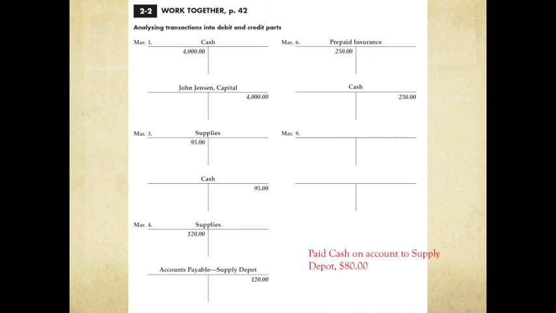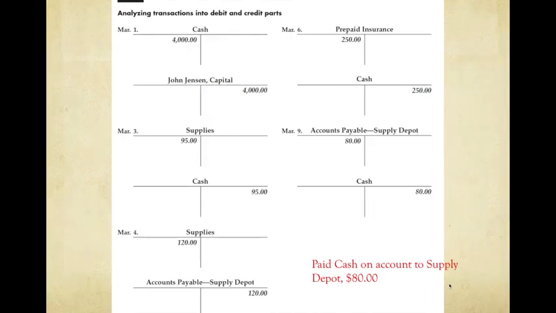The last one is paid cash on account to Supply Depot. Two accounts affected, cash and our accounts payable for Supply Depot. So we will list those two accounts. Accounts payable is a liability with a normal credit balance. And so therefore, to make it go down, we have to debit it. Cash is also going to go down. It's an asset with a normal debit balance. So to make it go down, we have to credit it.